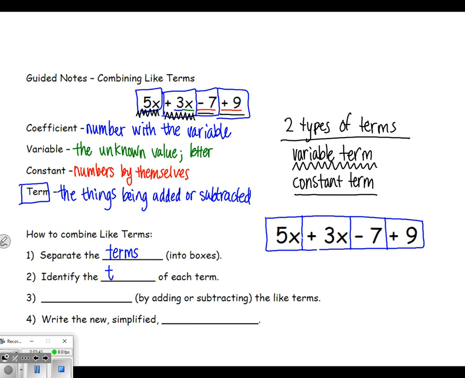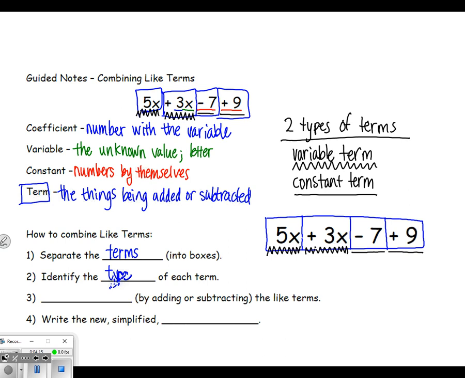Identify the type of each term. So I'm going to use my underlines. 5x, does that have a variable or no? It does, so that makes it a variable term. 3x has a variable. It's a variable term. -7, no variable. It is a constant term. And +9, no variable, constant term.